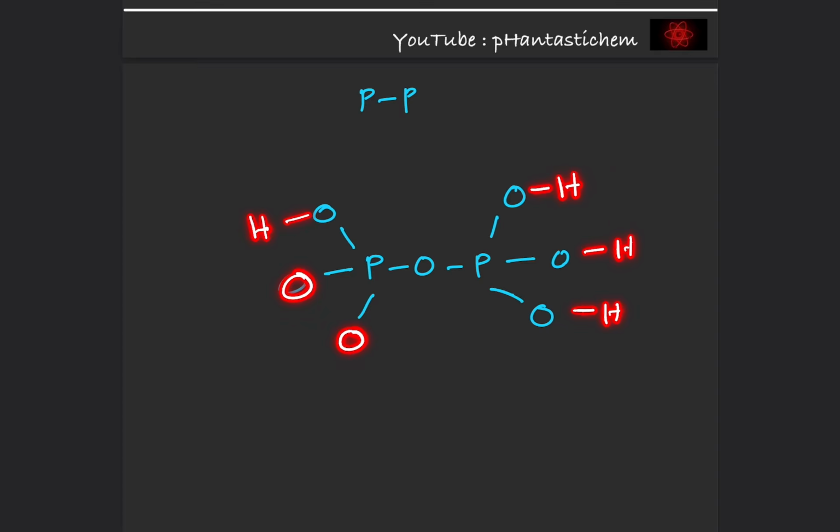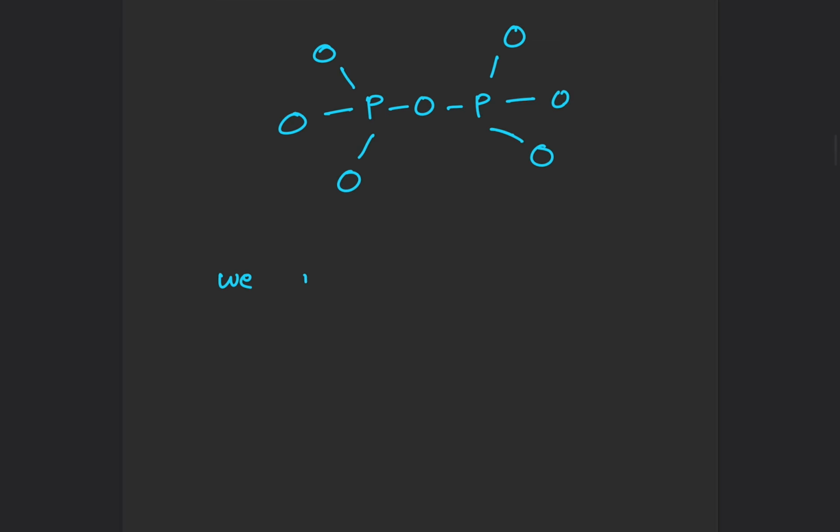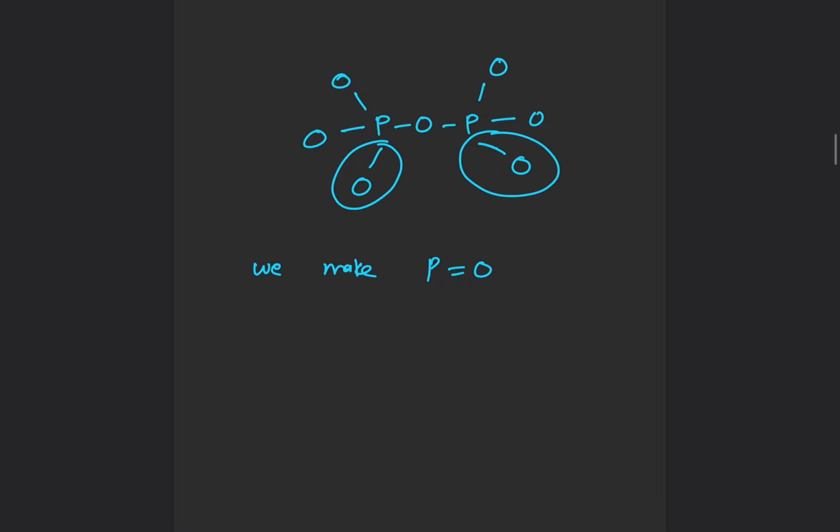So therefore what we do is we make P double bond O to satisfy the covalency 5. So we convert this bond into a P double bond O, we convert this bond into a P double bond O. So therefore this will become P single bond O, single bond O, double bond O, and P single bond O, single bond O, double bond O, right? And then we connect the 4 hydrogens, 1 here, 2 here, 3 here, and 4 here.